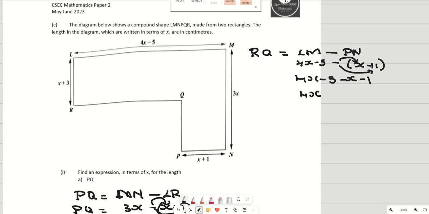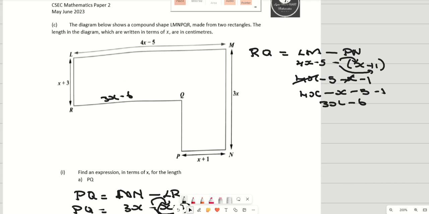Sorry, not the answer. Now we're going to group all the x's and only numbers. So 4x minus x. So we use this. Remember, we always look at the sign in front as well, okay? Minus 5 minus 1. So 4x minus x is 3x. Right? And minus 5 minus 1 is minus 6. So the answer for QR would be 3x minus 6.